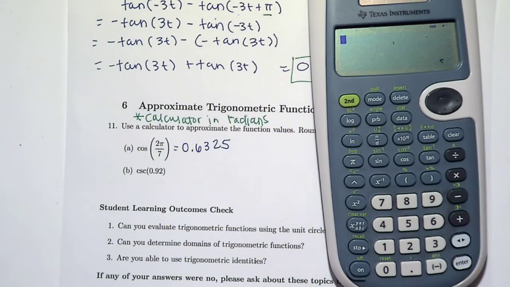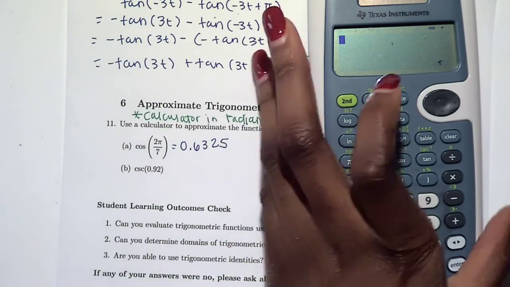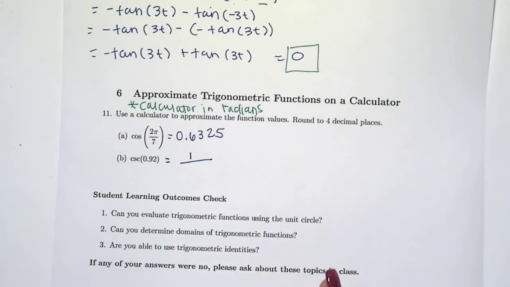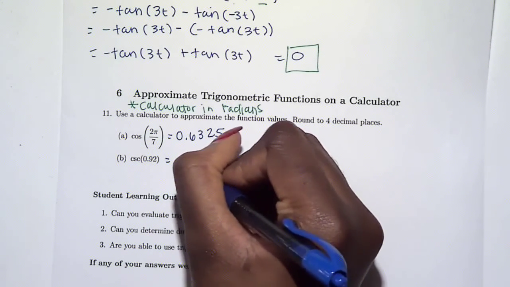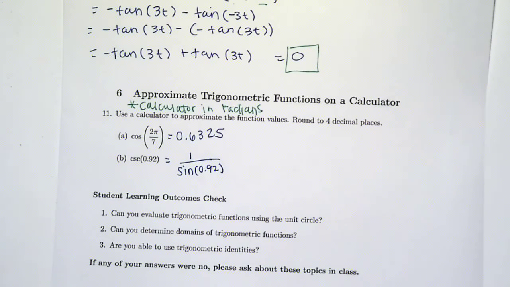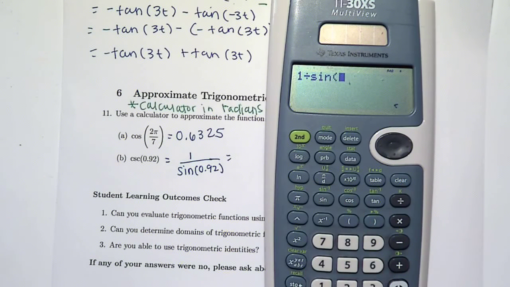Next we have cosecant. Is there a cosecant button on our calculator? No, there is not. So how do we figure out cosecant? Well, it is not the inverse of sine, it's the reciprocal of sine. So we have to rewrite it as its reciprocal identity. We have to use 1 divided by sine of 0.92. Let's see what we get here. And then we just want to round this to 4 decimal places.